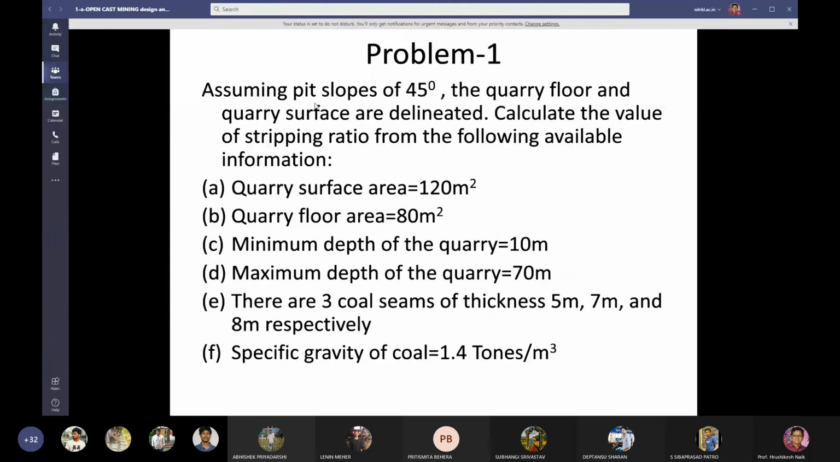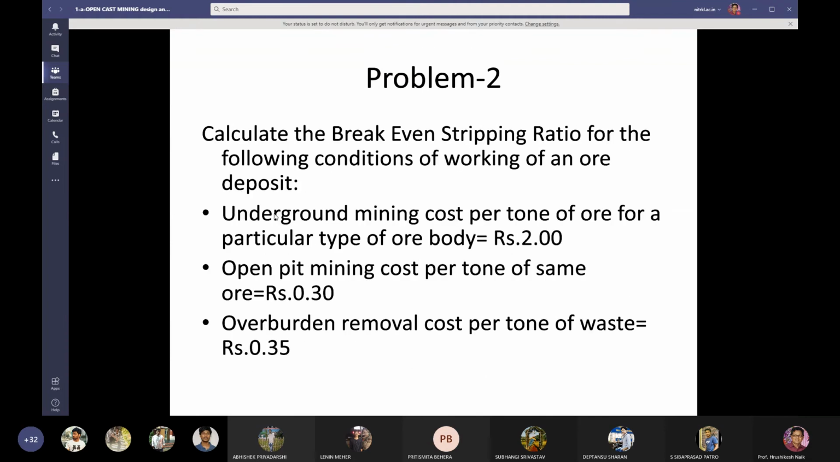Assuming pit slopes of 45 degree, the quarry floor and quarry surface are delineated. Calculate the value of stripping ratio from the following available information. Suppose quarry surface area is 120 meters square, quarry floor area is 80 meters square, minimum depth of the quarry is 10 meter, maximum depth of the quarry is 70 meter. There are 3 coal seams of thickness 5 meter, 7 meter and 8 meter respectively. Specific gravity of coal is 1.4 tons per cubic meter.